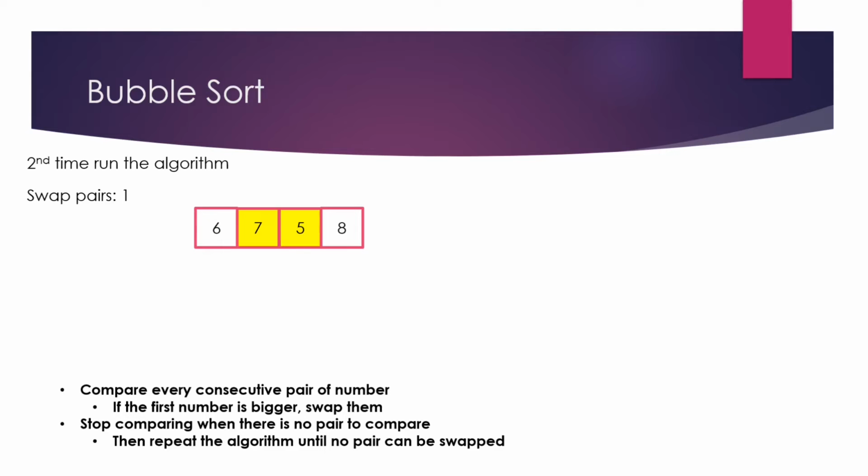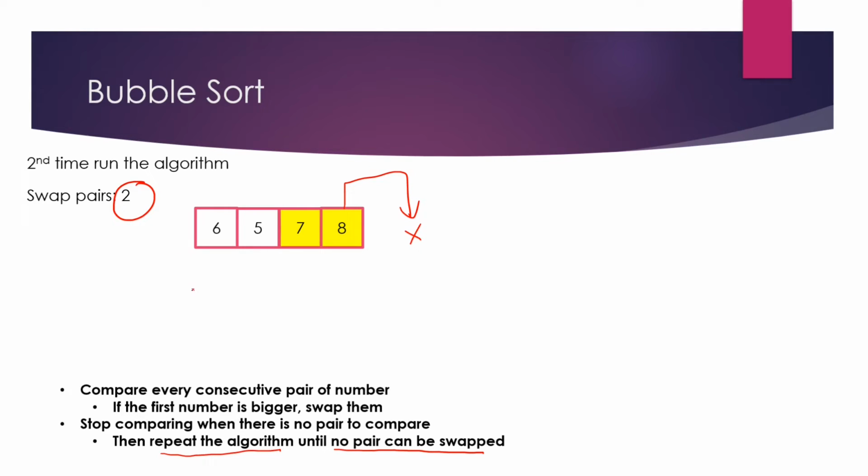Continue. 7 and 5 is going to be another pair. 7 is greater than 5, so you're going to swap them. Swap pair updates to 2. 7 and 8, but 7 is less than 8, so you don't swap them. And now, next to number 8, there's nothing. So you're reaching the end, and you're going to repeat the algorithm. The condition that no pair can be swapped is false, because we actually swapped a pair 2 times already.